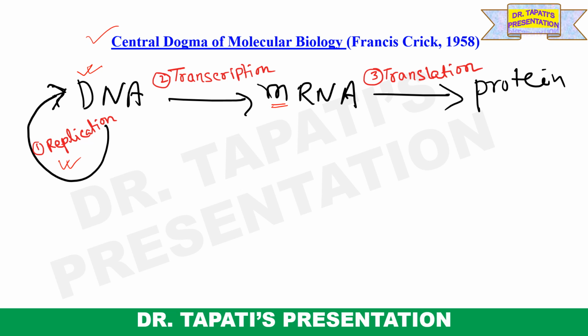And the third step is the translation process. Translation is the process by which mRNA is decoded by a ribosome to produce a specific polypeptide or protein. So DNA to DNA formation is replication, DNA to RNA formation is transcription, and RNA to protein formation is translation. These three processes together we can consider as the central dogma of molecular biology. Let's focus on the structure of DNA and RNA.